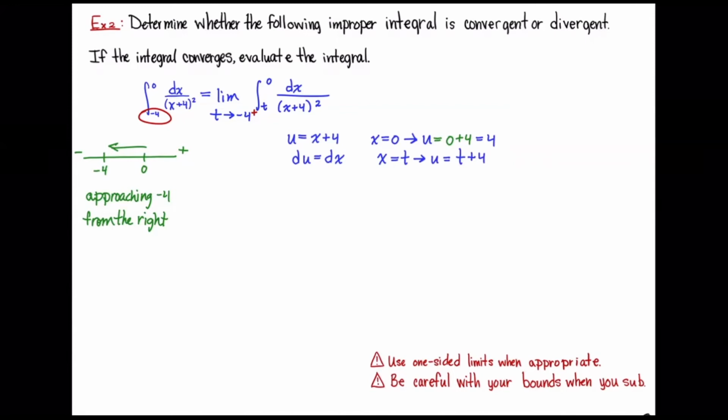And we're treating this as two separate steps. So all of this u sub goes with the integral part. And we don't need to do anything at this point with the limit notation other than just copy it down. We have the limit as t approaches -4 from the right of the integral from t plus 4 to 4 of du over u squared.